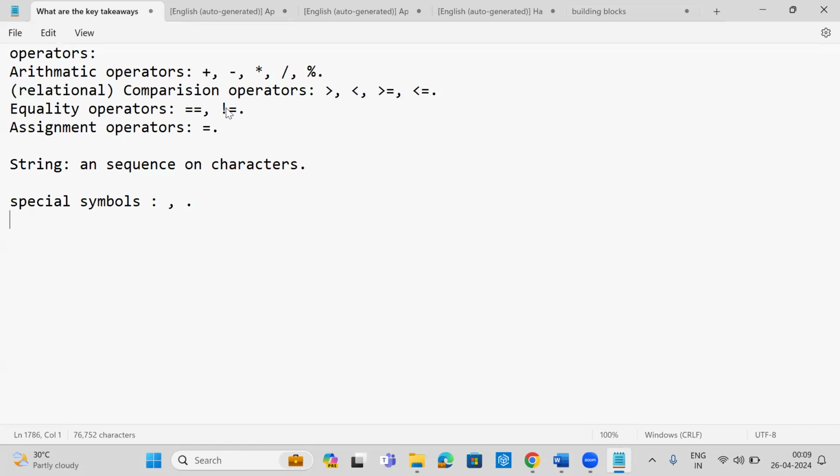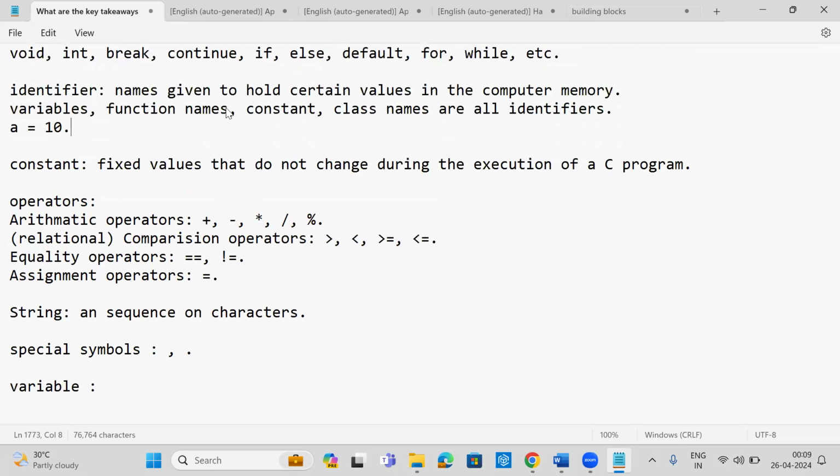Now we will talk about variable. So as I told you earlier, variable is a type of identifier. Okay, it's a name that holds a value. So we will discuss about variable now. So it is used to store data value.